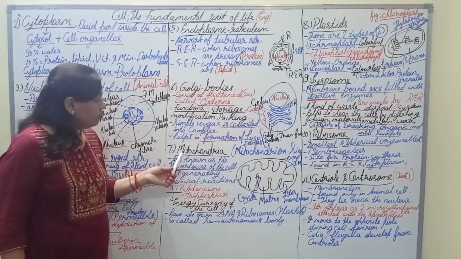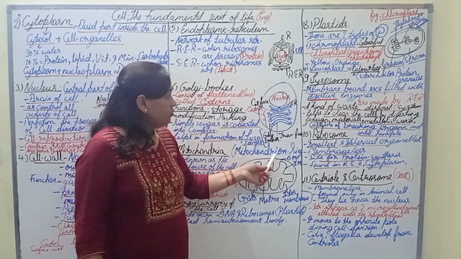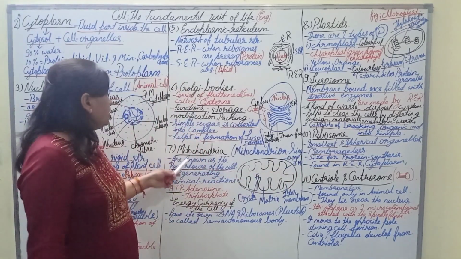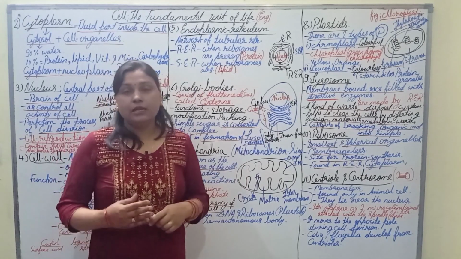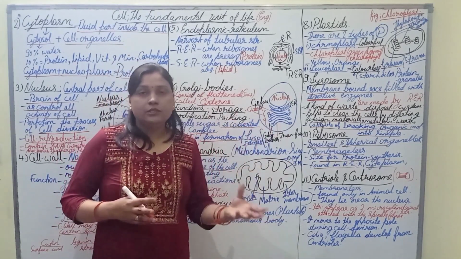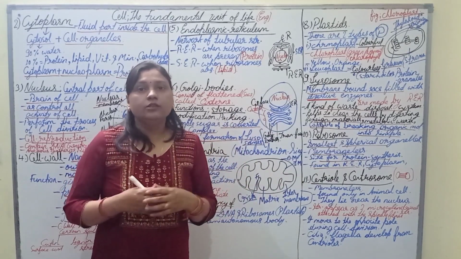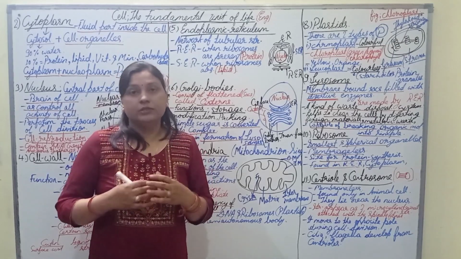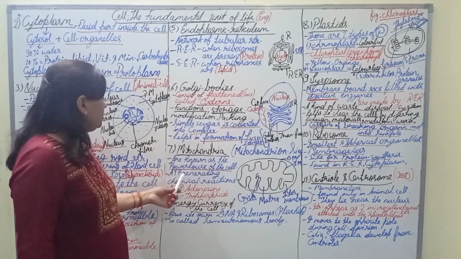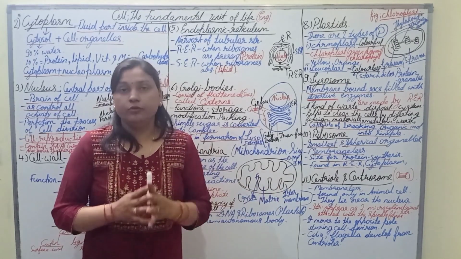Now moving on, we have mitochondria. Mitochondria is the plural, while mitochondrion is singular. This mitochondria is called the powerhouse of the cell because it gives power, it gives fuel to the cell to perform different cellular activities as well as the life processes. So it is called the powerhouse of the cell. ATP generating chemical reactions take place in the mitochondrion.